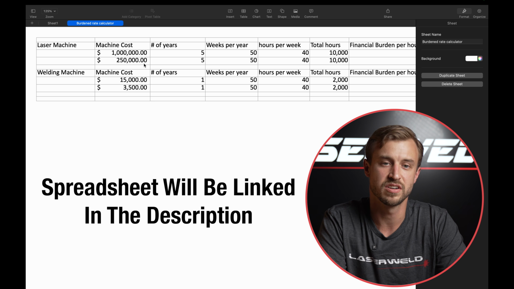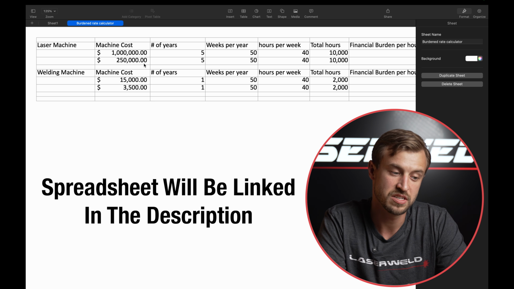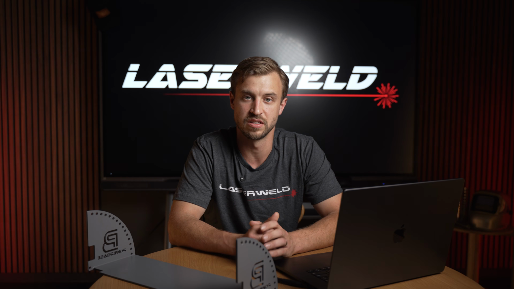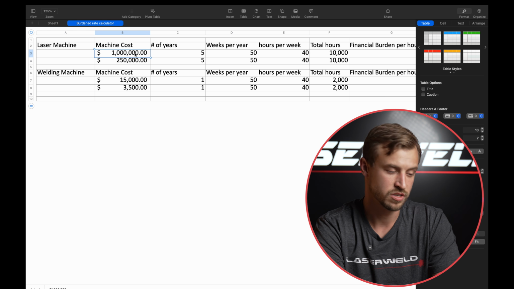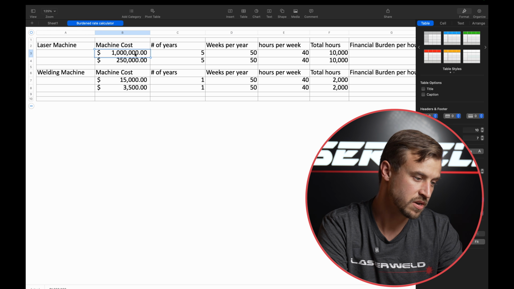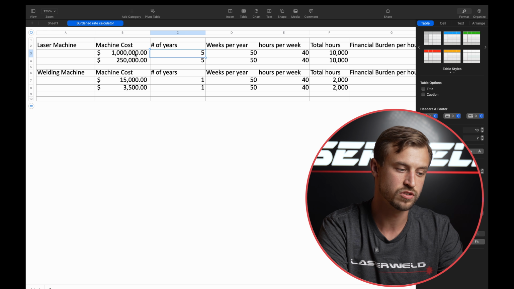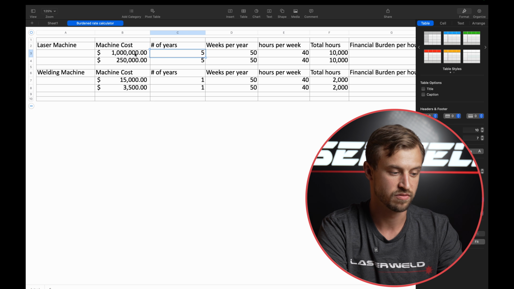We're going to talk about how to calculate the burdened rate on a machine. This is a very simple spreadsheet. This does not calculate everything. This is just to get you started. If the upfront cost of the machine is $1 million, so we go in, we plug in $1 million, and we say, okay, in 5 years, this machine has to pay for itself. So we got our 5 years.